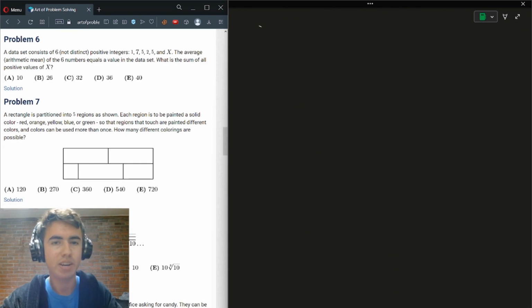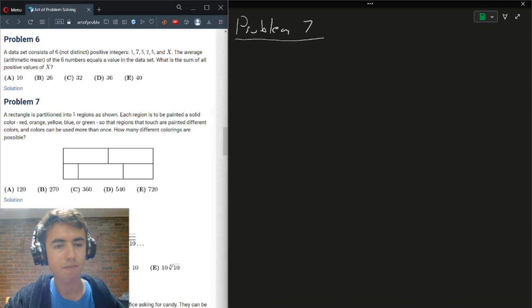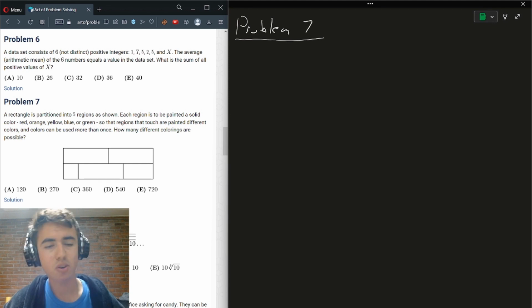We'll now begin problem 7. Basically, we have a rectangle that's divided into different parts, and we want to color the different parts different colors. We have 5 different colors: 1, 2, 3, 4, 5. However, we cannot have regions of the rectangle that touch be the same color, but otherwise we can reuse colors.